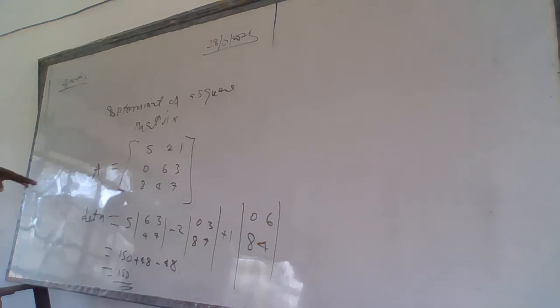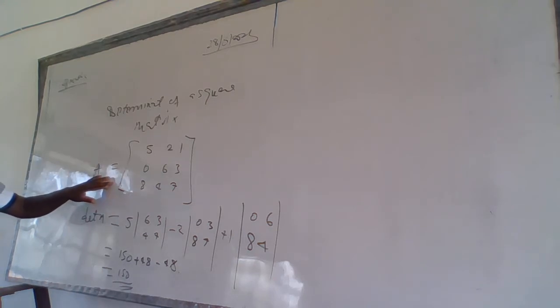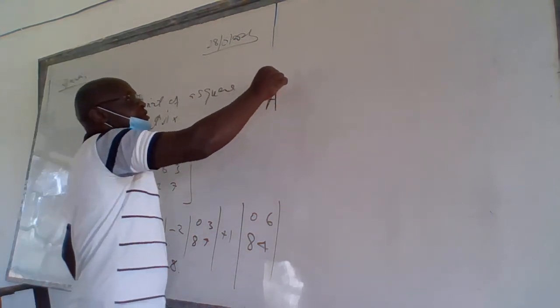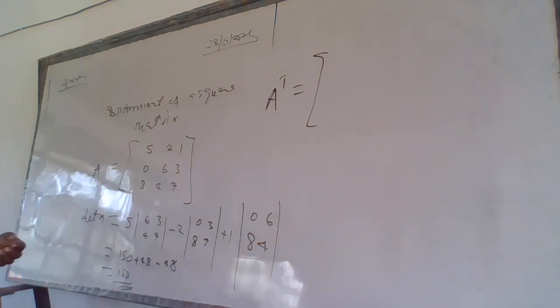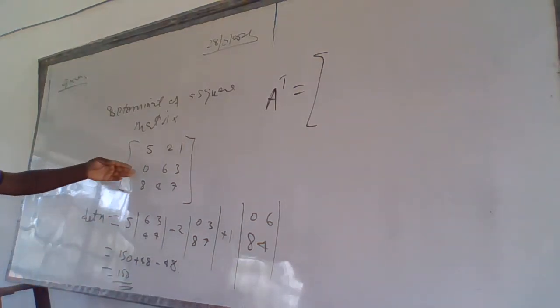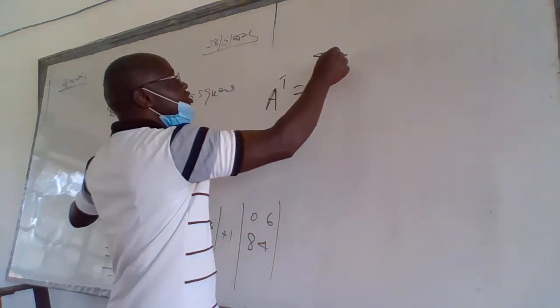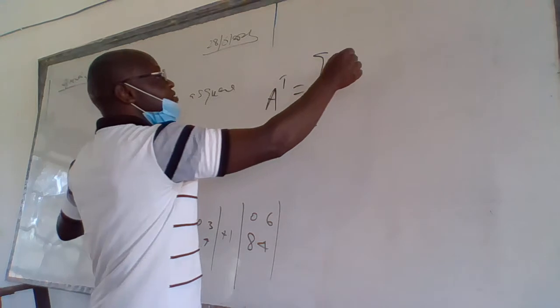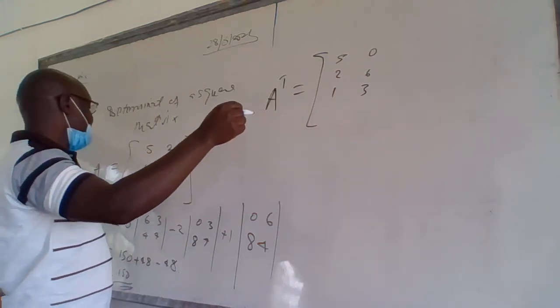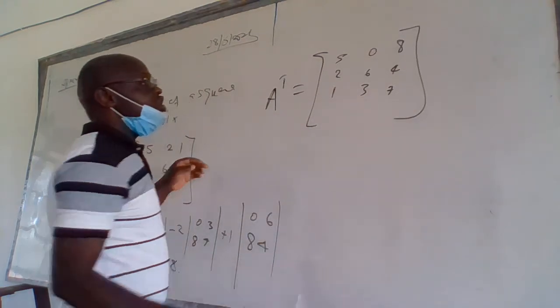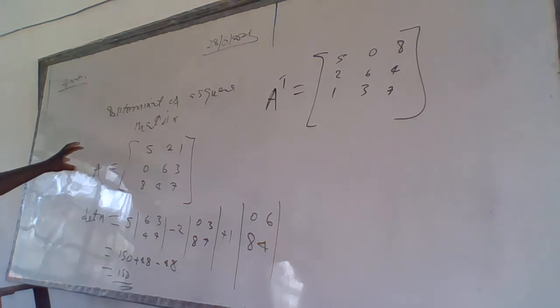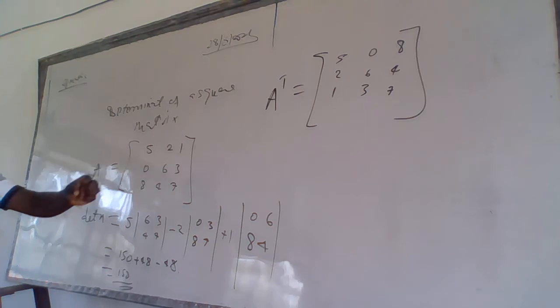Now, what happens when we transpose this matrix and calculate the determinant? So A transpose will be equal to what? We said that when we are transposing a matrix, we are simply interchanging rows and columns. So the transpose of A: we shall have 5, 2, 1, 0, 6, 3, and then 8, 4, 7. So this will be the transpose of matrix A. Now, let's again find the determinant of this transpose.